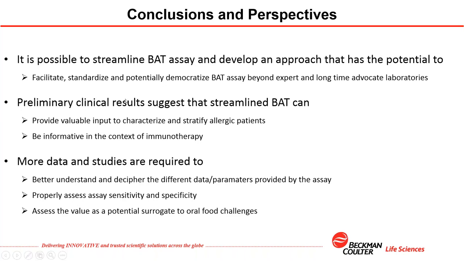We have preliminary clinical results that suggest that our streamlined BAT platform can be used to provide valuable input to characterize and stratify allergy patients. But of course, this will have to be confirmed and further demonstrated through additional data and collaboration that we will be performing in the future.